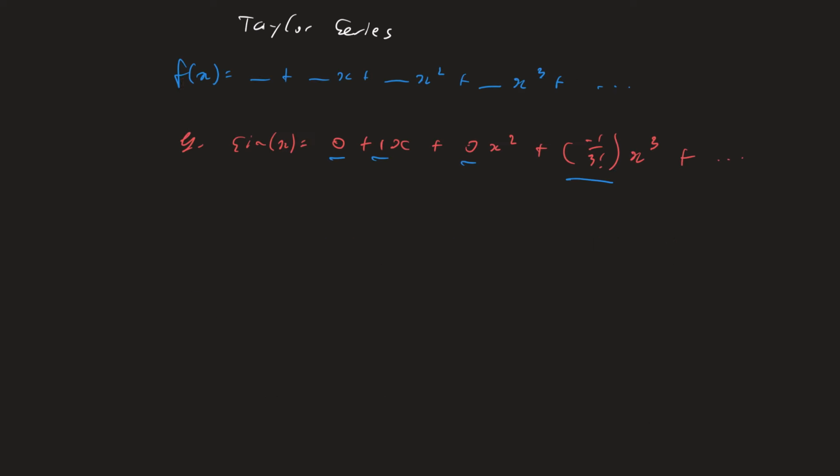Particularly nice functions can be represented using a Taylor series, basically a polynomial that's infinitely long. For example, sine of x is equal to x minus x cubed on 3 factorial plus x to the 5th on 5 factorial and so forth. And so we see here that the coefficients are respectively 0 for the constant term, 1 for the x term, 0 for the x squared term, negative 1 on 3 factorial for the x cubed term, and so forth.